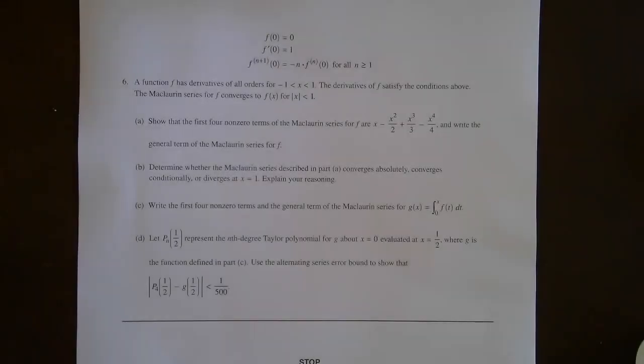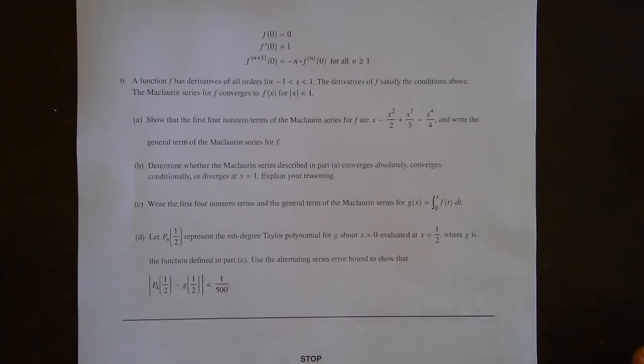Okay, so for part C, we want to write the first 4 non-zero terms of the general term of the Maclaurin series for g of x, which is equal to the integral from 0 to x of f of t dt. Now remember, the Maclaurin series that we were doing at the very beginning in part A was a Maclaurin series for f, right? So basically, we're going to integrate our Maclaurin series. All right, so let's go ahead and do that, and we'll go to our paper.